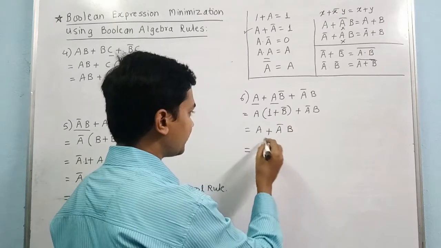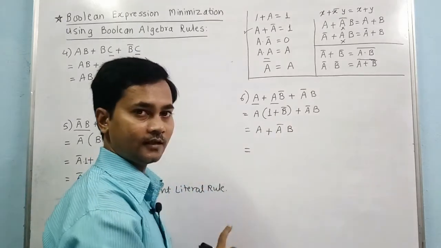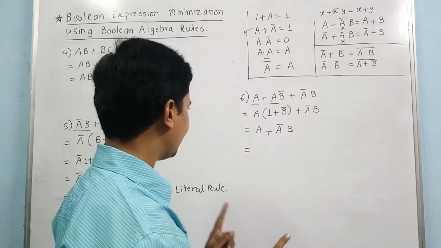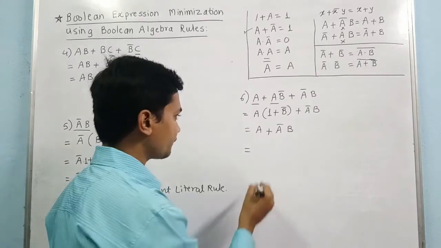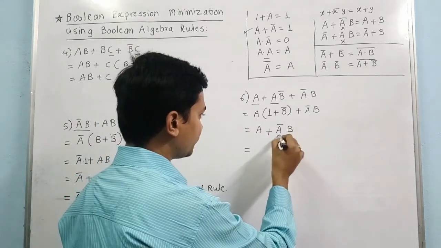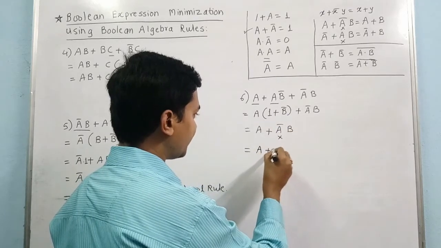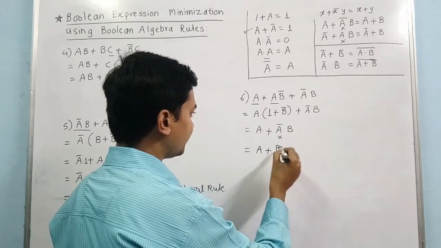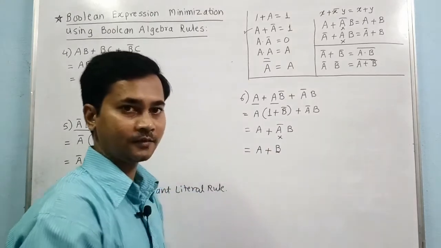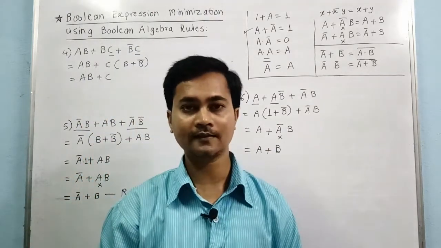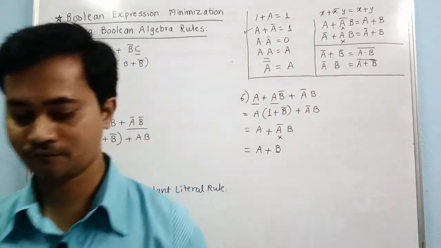So here also you can apply the redundant literal rule. Okay, so a plus a bar b. From this, a bar will be cancelled, discarded, and what remains? a plus b. So this is the final reduced expression. Okay, so now let us see somewhat complex examples.